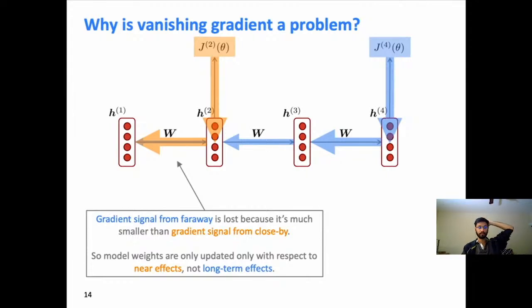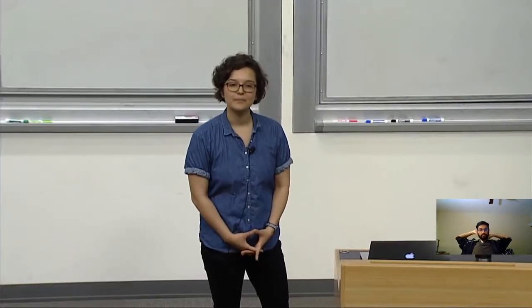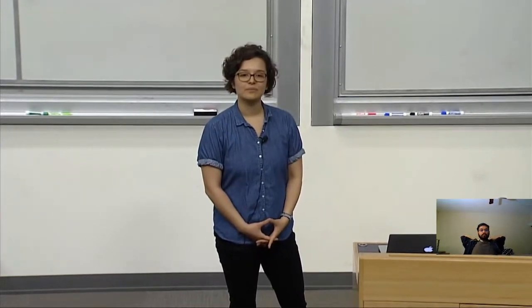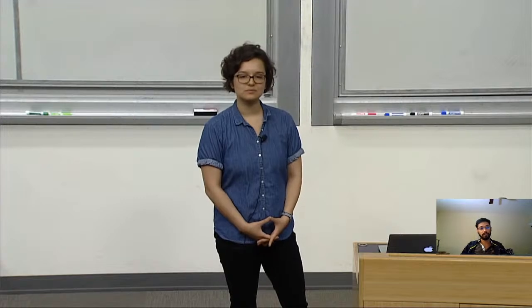Any questions about this? Yeah? So would it make sense, considering that we do actual updates, we are actually summing over multiple j's, not just one j. So the nearer term should have a larger effect, considering you are updating the sum of the gradients over different j's.